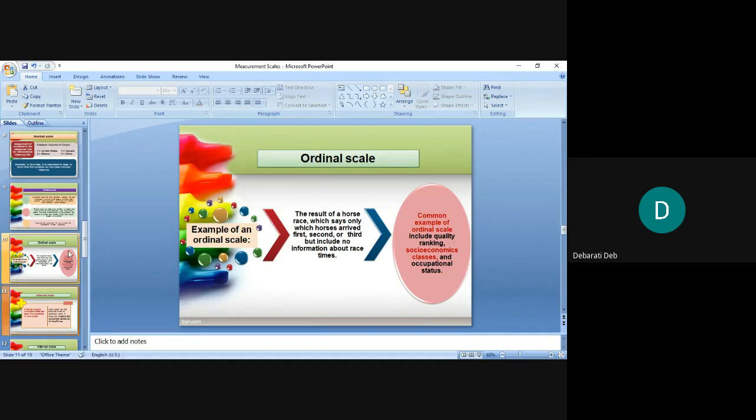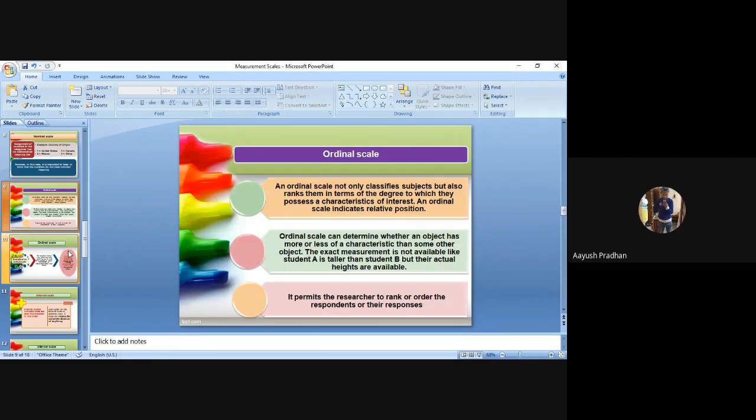Is it clear? Ordinal scale. Yes, ma'am. I hope it is clear to everyone. Yes, ma'am. Okay, very good.